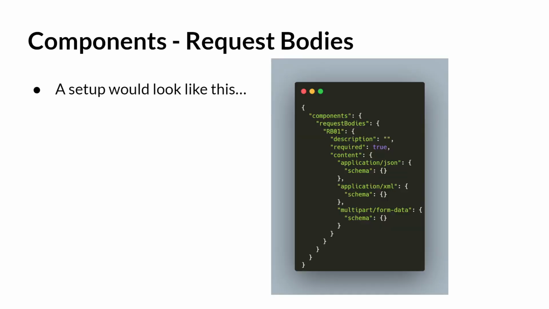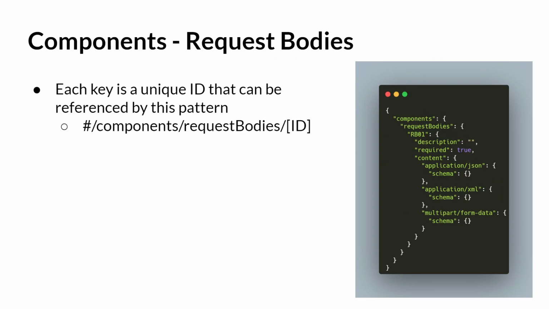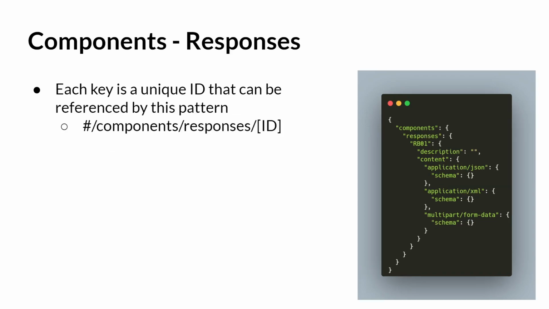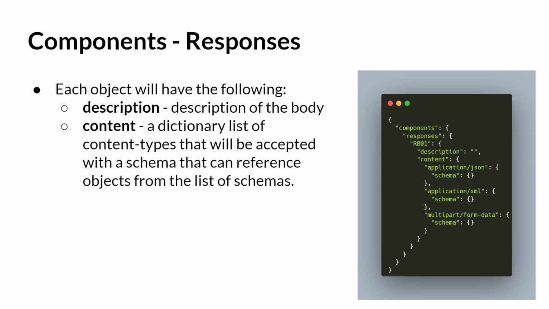On the request bodies, it will look like this. You have your ID again. To be able to reference that, you use #/components/requestBodies and then the ID. Then you'll need a description, which describes the request body, and required, if this body is required, and then the content, which is a dictionary of content types. As you can see here, if it's application/json, you'll have a schema, and the schema can reference the schemas in the schema component, and so on. For the responses, it will also be the same. What is different is it doesn't have the required field, because this is a response. So you have a description and the content.